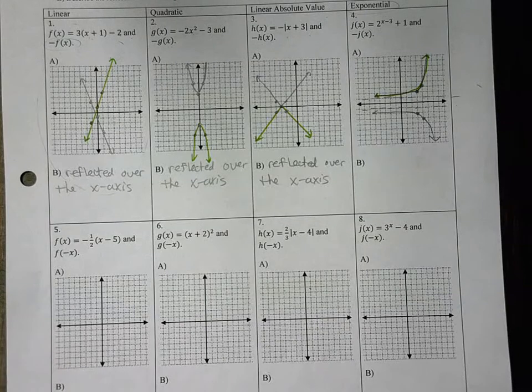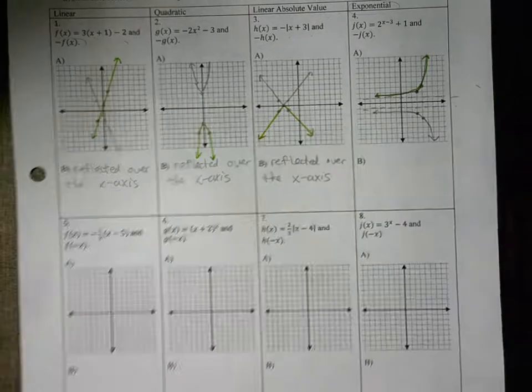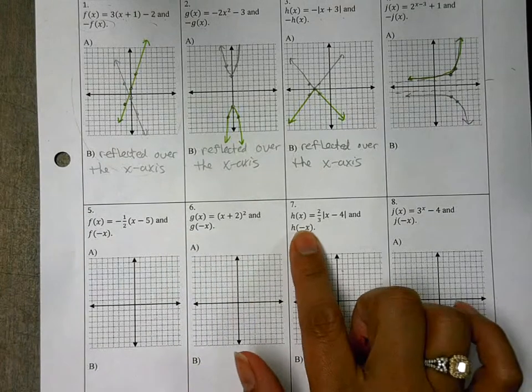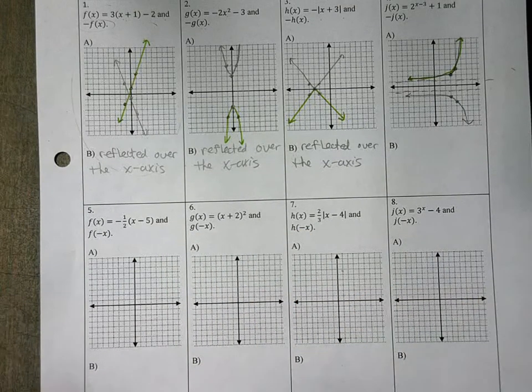Okay, I am going to move on. Next ones, f of negative x, g of negative x, h of negative x, and j of negative x. It's reflecting across the y-axis. All right. I am going to do one of them with you, and then you can do the others on your own. I may do 2, and then we'll finish them up. We'll check them in class.